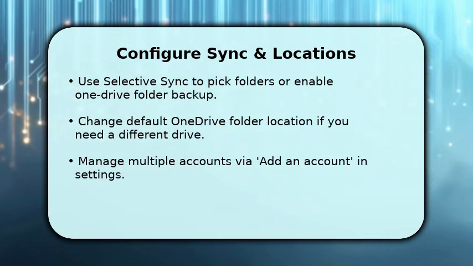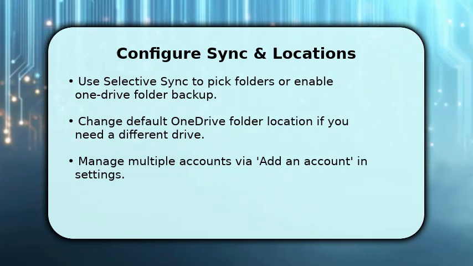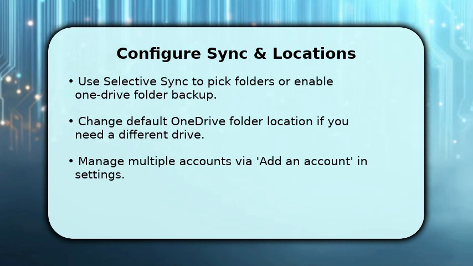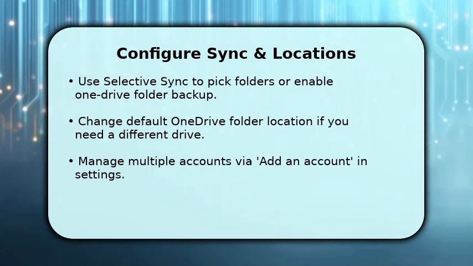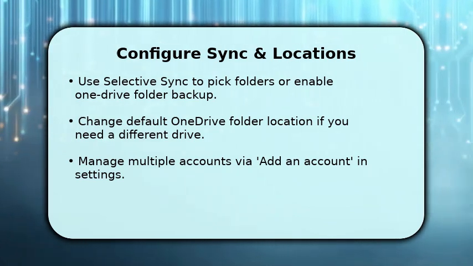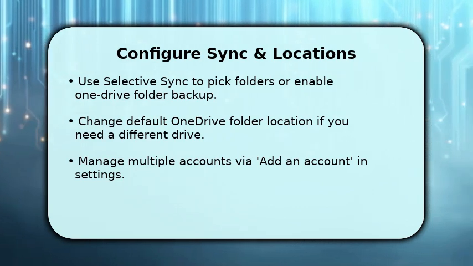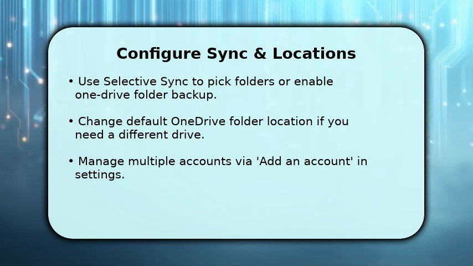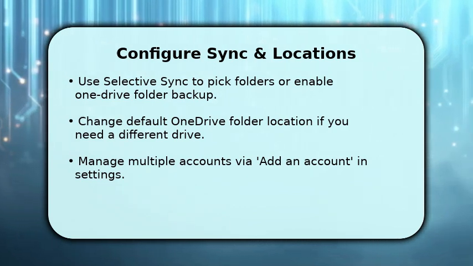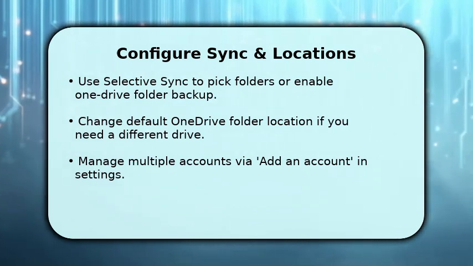Next, configure selective sync. Open OneDrive settings and check only the folders you need on each machine, because different devices often require different content. If you prefer storing files on another drive, change the default OneDrive folder location in settings and move files carefully so links remain intact.